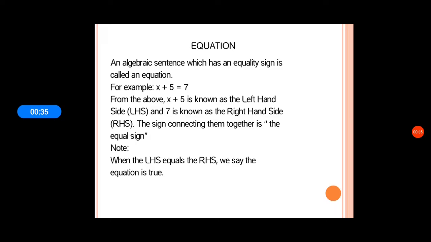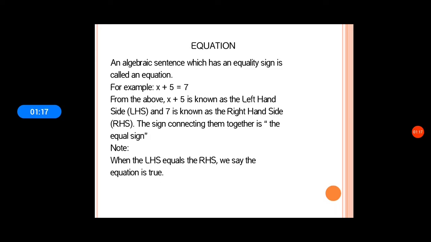Equation. An algebraic sentence which has an equality sign is called an equation. Now, in mathematics, we have an expression and we have an equation. An algebraic sentence without the equal sign is called an expression. But if an algebraic sentence has an equal sign, it is called an equation. For example, x plus 5 equals 7. You can see that our x plus 5 is equal to something, which is 7. That makes it an equation.